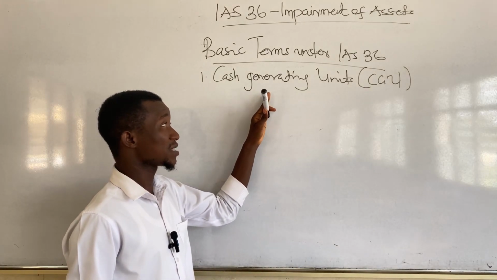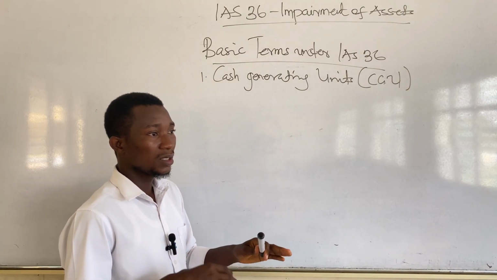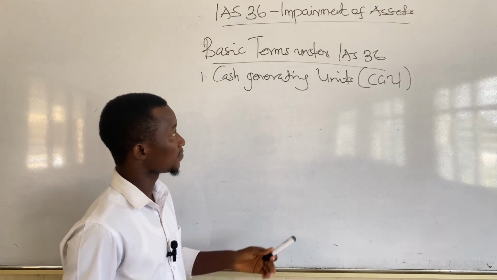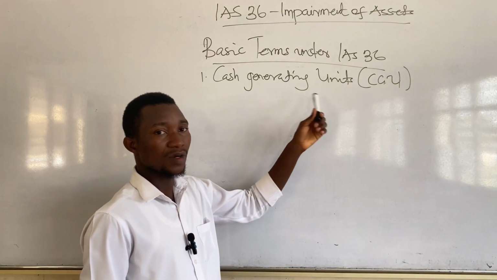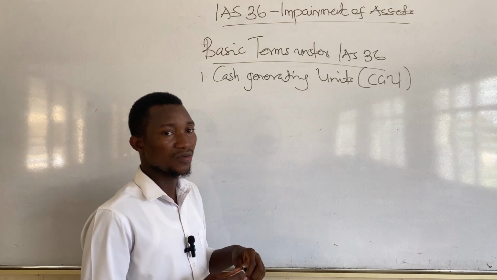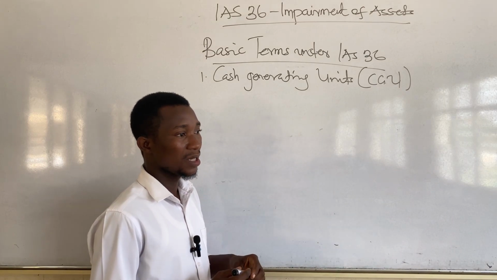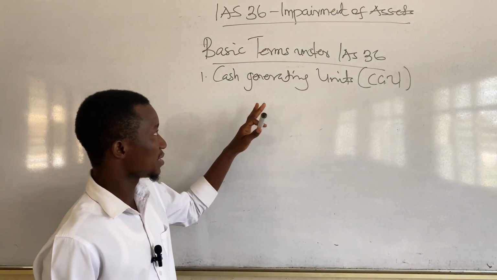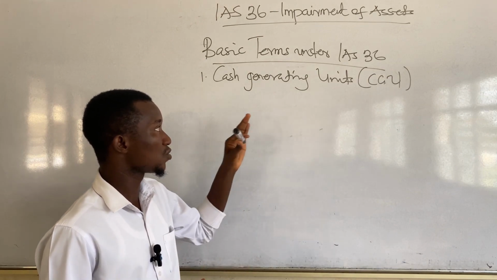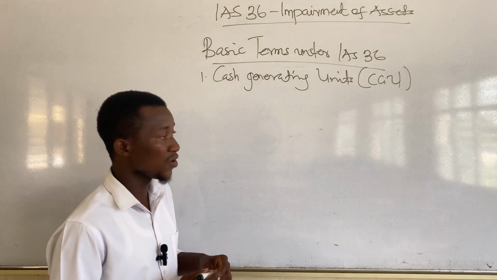This is a different subtopic we may look at. When we test for an impairment, we have to allocate the impairment to cash generating units, and we will do that another time. Is that okay? So that is the meaning of cash generating unit. I just want you to know the meaning of cash generating unit.